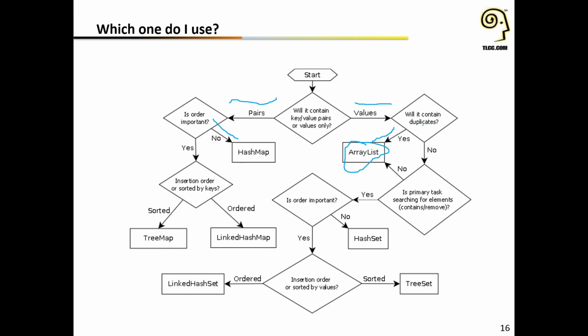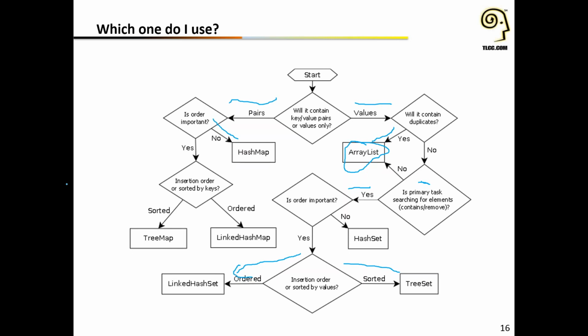If we did not want duplicates, then we might come down to here, and then we'd say, is order important? Depending on whether order was important or not, if we wanted it to be sorted, we might use a TreeSet. If we just want to maintain the original order, it would be the LinkedHashSet. So this chart is in my slides, but you'll obviously find it on the web. There's a million different variations of this. It's very helpful when you're first working with these to figure out what Java class you should use in your code.